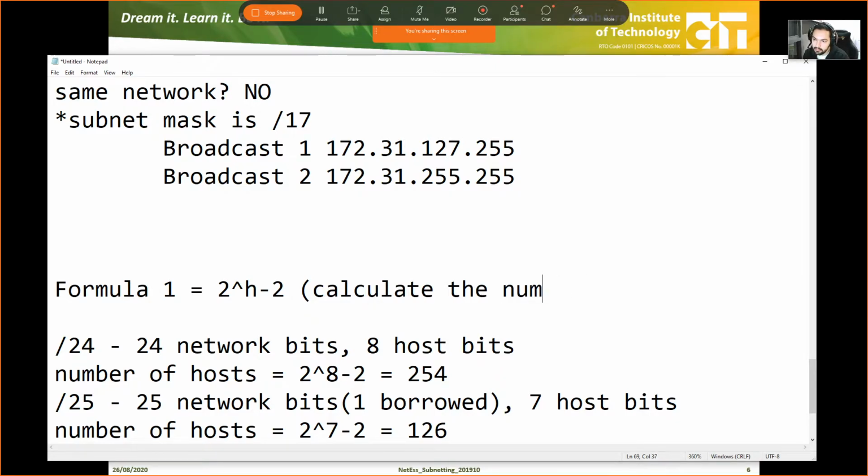The network, number of networks. No, number of hosts.